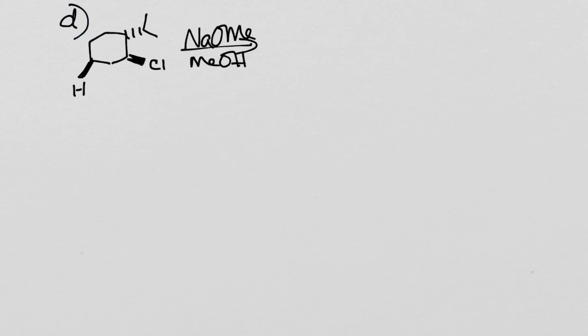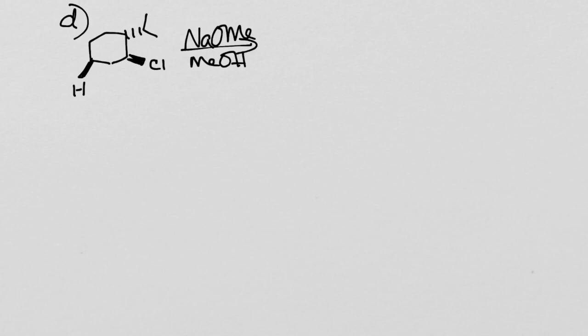Now, problem D on the same problem set looks frighteningly the same, but with one major difference. I've actually given you the diastereomer right here. I've changed this stereocenter from a dash to a wedge. The stereocenter stayed the same as in C. This one is the same, so this is a diastereomer. Same reaction condition, sodium methoxide and methanol.